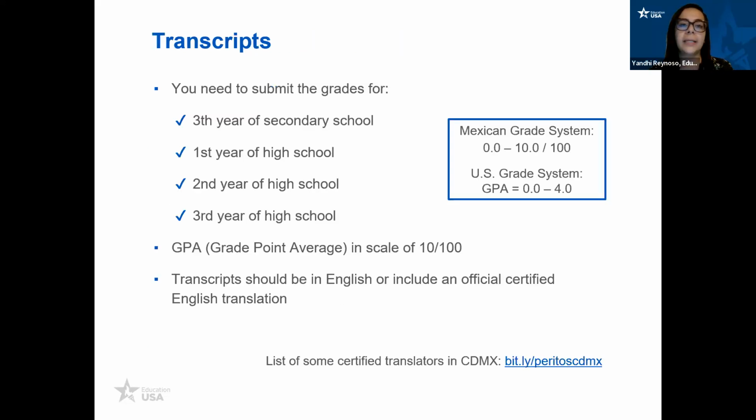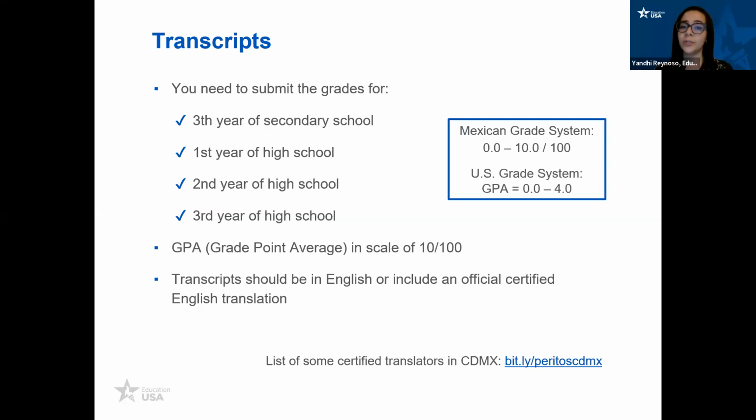Another requirement is to submit your transcripts. You need to submit your transcripts, your calificaciones from grade 9th, 10, 11, and 12. That means tercero de secundaria, primero de prepa, segundo de prepa, y tercero de prepa. So what do I mean by transcript? Transcript is your boleta, your historial académico. So that paper where we can see the subjects that you took and the grades that you got. So yeah, that's what I mean by transcript. So you need to submit those.